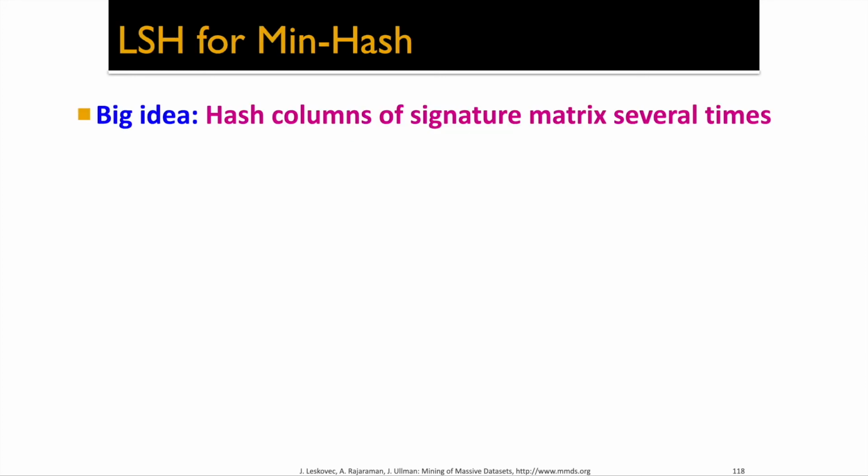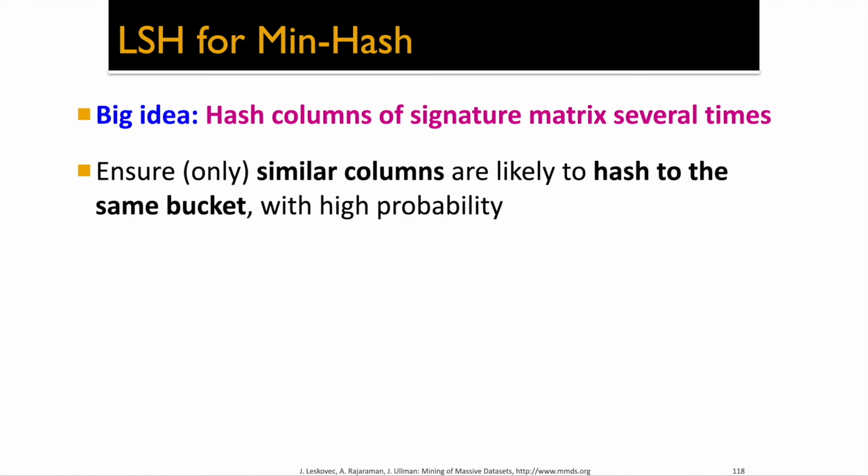So the main idea behind locality-sensitive hashing here is that by hashing the columns of these signature matrices several times, we try to ensure that only similar columns are likely to end up in the same bucket of these hashes. So only columns that are above our similarity threshold result in hash collisions, at least probabilistically. Hopefully, over the course of several of these hash functions, we get a high probability that this hash collision happens at least once.